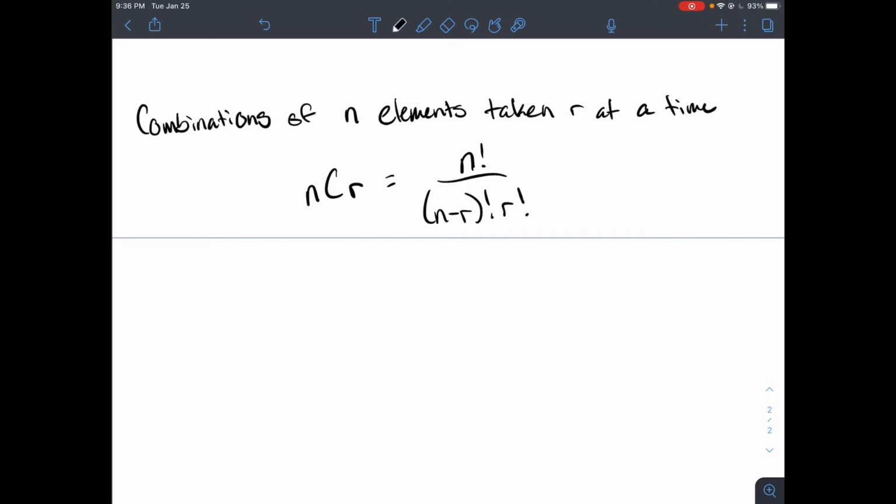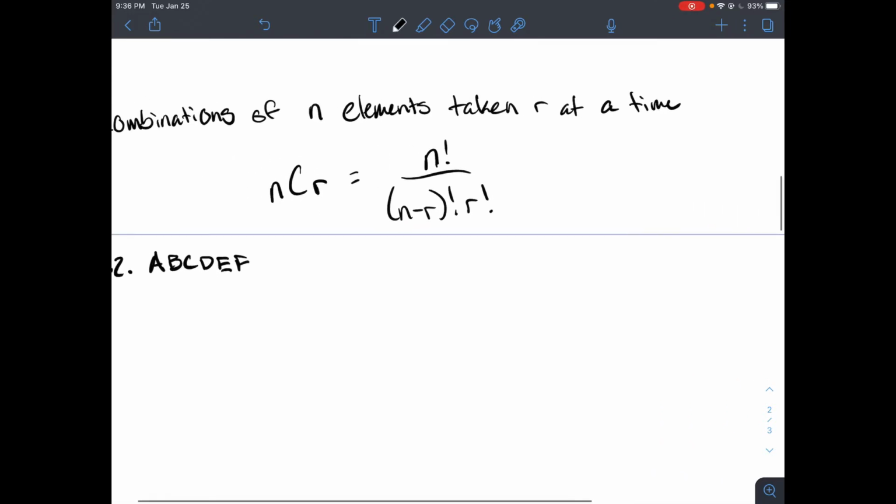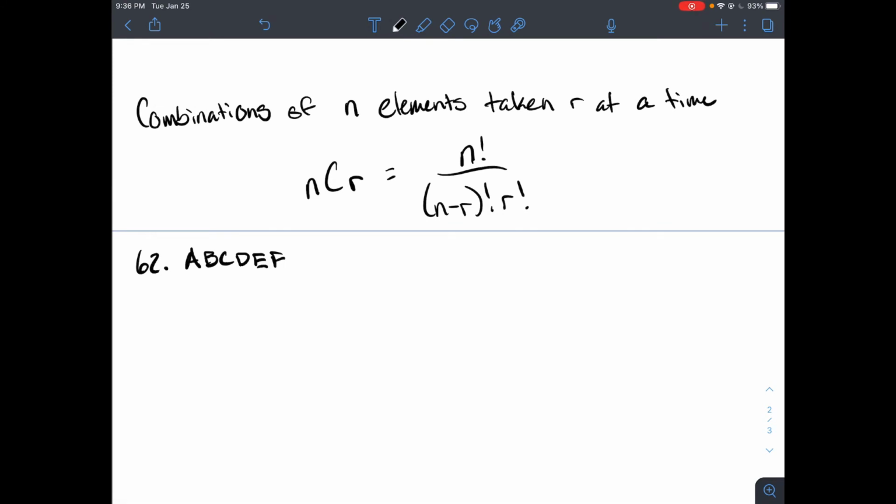So let us look at a handy dandy example. I have example number 62 in the book that we're going to look at using this. It says, write all possible selections of 3 letters that can be formed from the letters A, B, C, D, E, and it does include F. A, B, C, D, E, F. So how can we calculate this? We could sit there and list all these ways out. Sounds like a pain to me, so we're not going to do that.